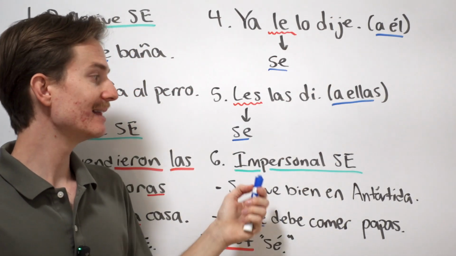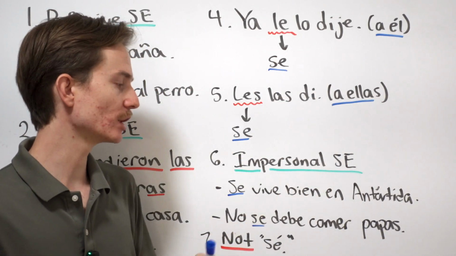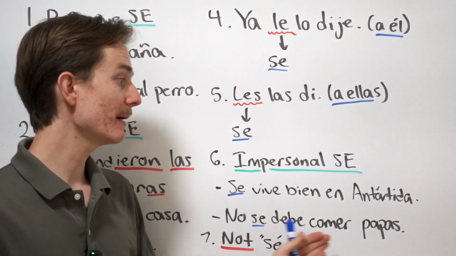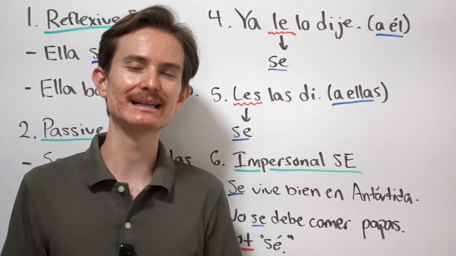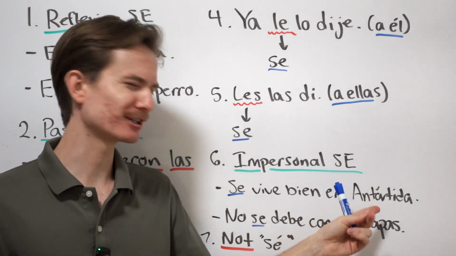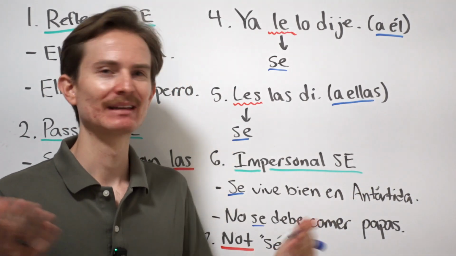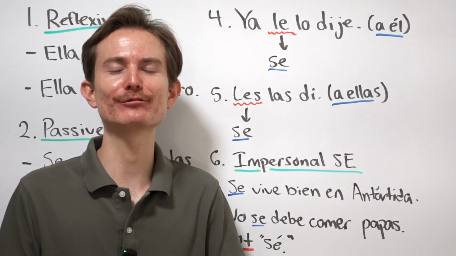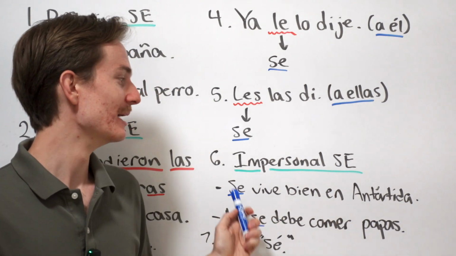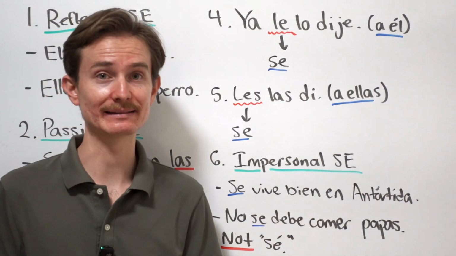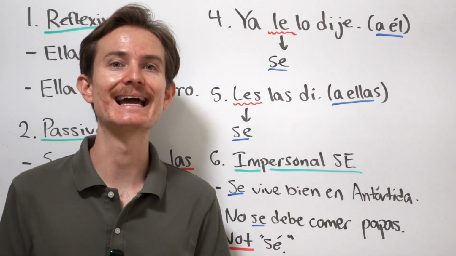Okay? And finally, the impersonal se. Okay? So something like se vive bien en Antártida. One lives well in Antarctica, right? I'm pretty sure that's true. Look, I gotta have fun, all right? I want you to have fun. I want you to learn, but I gotta have fun too. So, se vive bien en Antártida. Okay, one lives well in Antarctica.